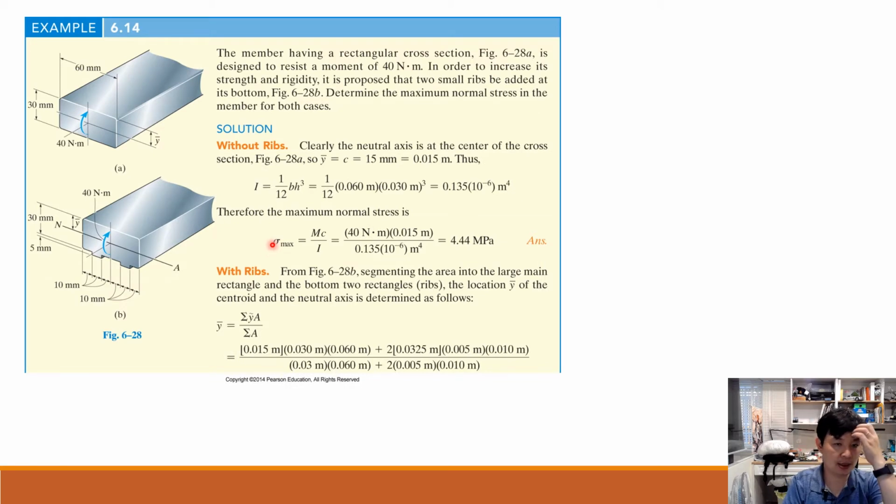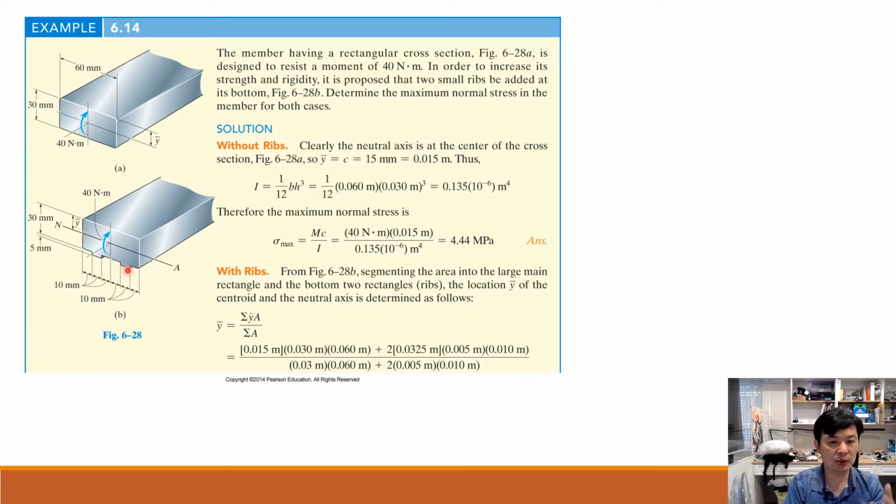Here's another case. We got a rectangular beam just like this, very simple, but we'd like to see if we add 2 tiny ribs over there at the bottom, whether we have better performance.